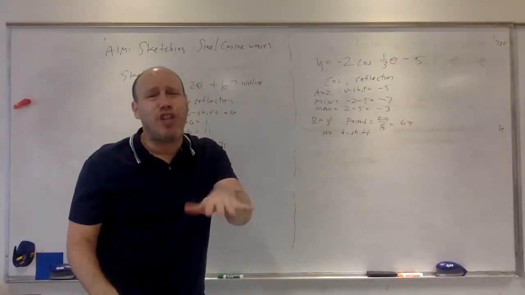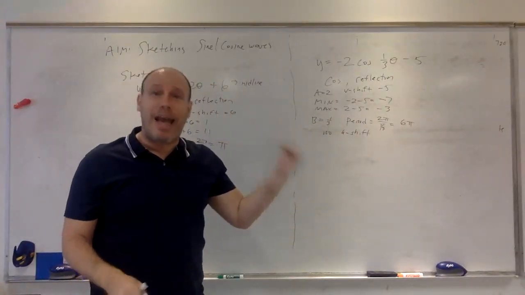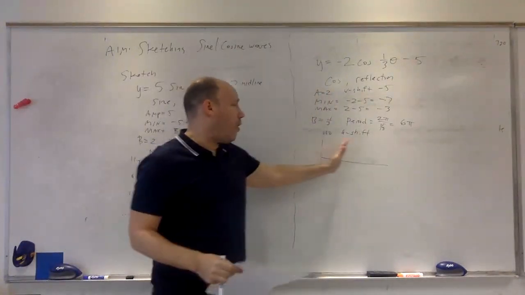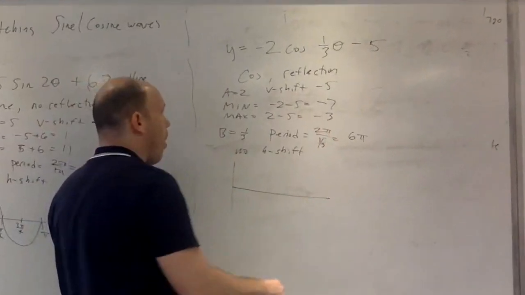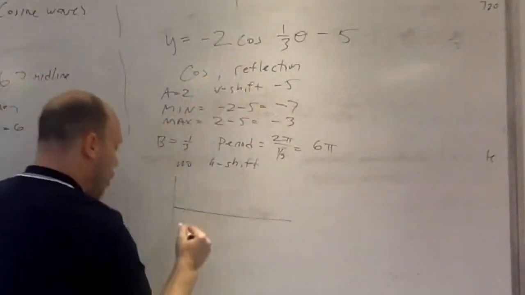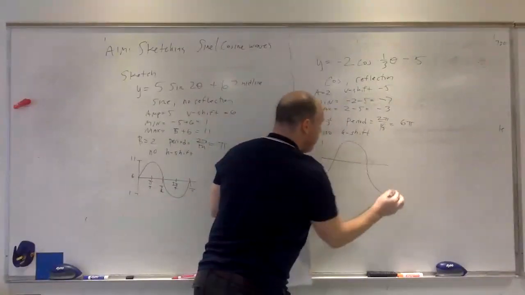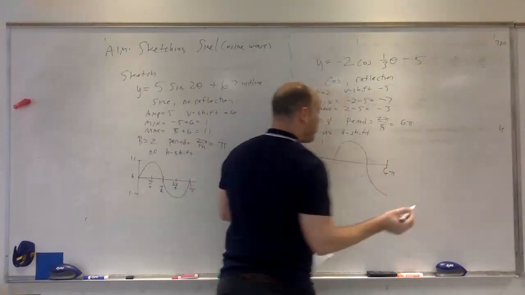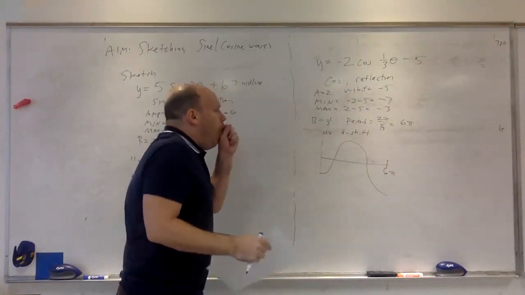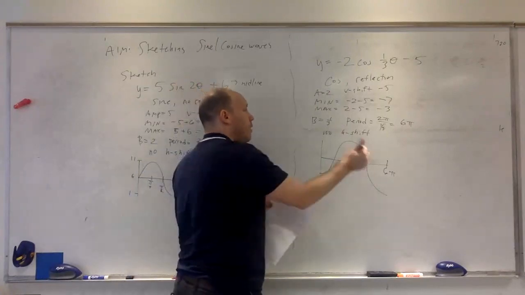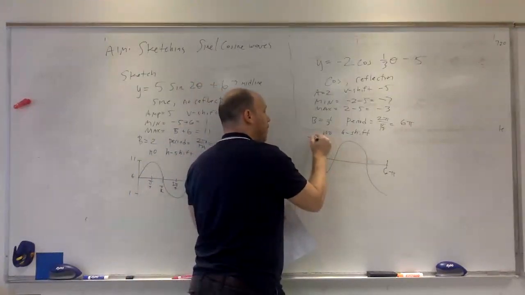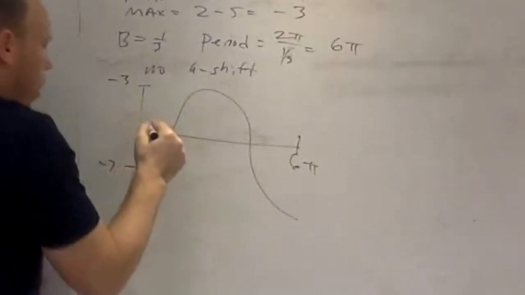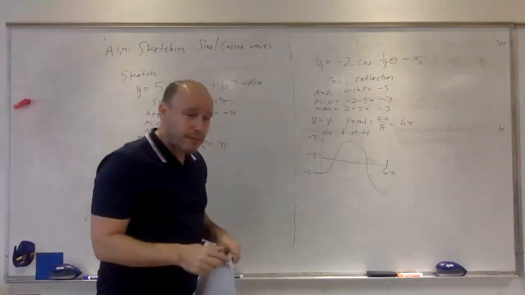So let's get a sketch down. We have technology for perfect graphs. We just want to get a nice sketch down. I have a cosine wave and it's a reflection, so I know it looks like this. I know it starts at 0 and ends at 6 pi. I know the max is negative 3, the minimum is negative 7, and the midline is negative 5.